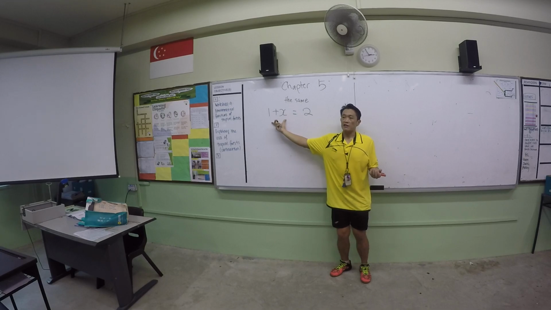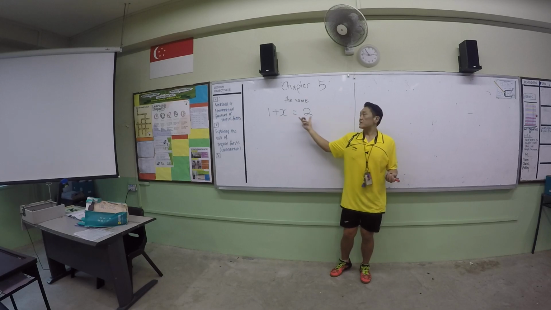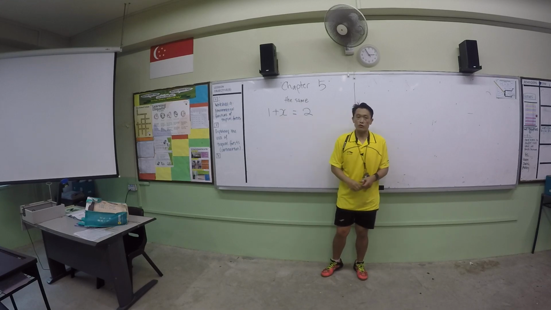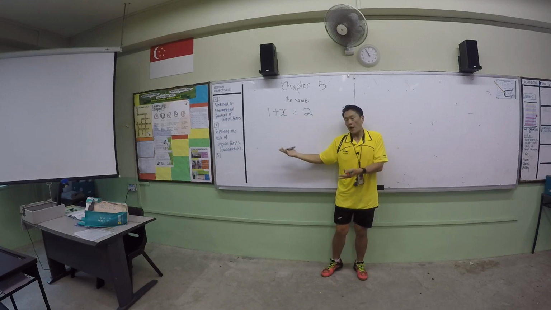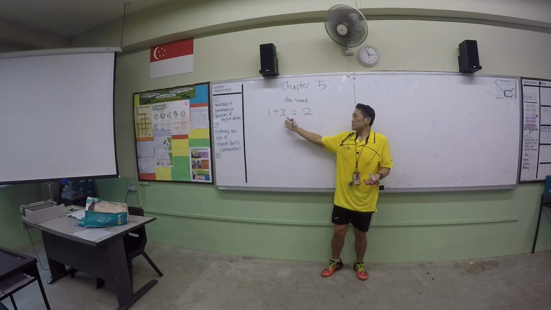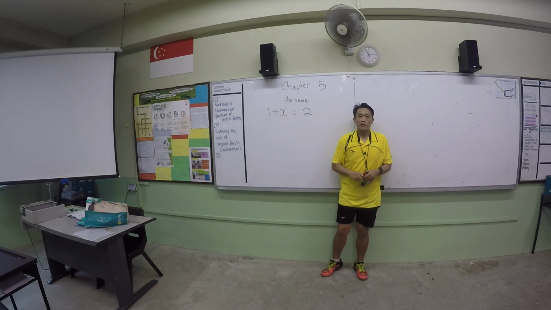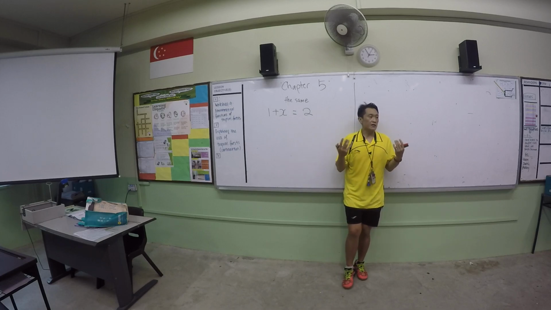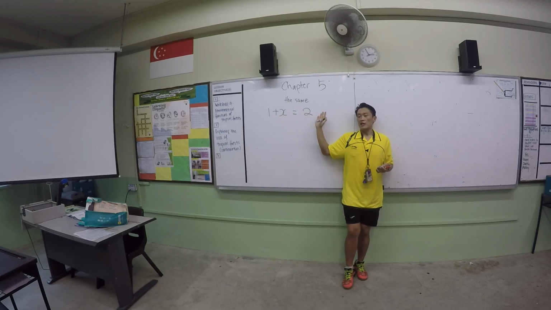Left hand side is the same as right hand side. So right hand side is 2. Means 1 plus something is equal to 2. 1 plus 1 equals 2. So very simple. x is 1, to make your left and the right the same. That is the whole idea of an equation.